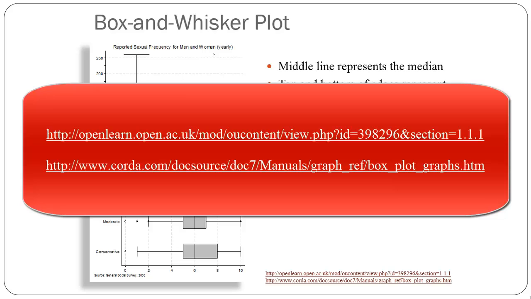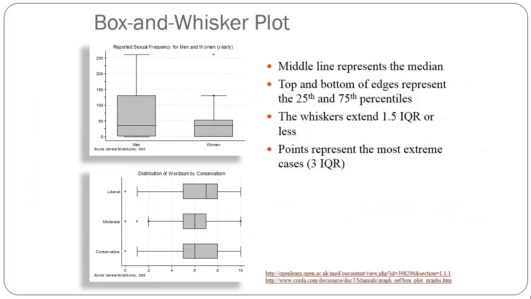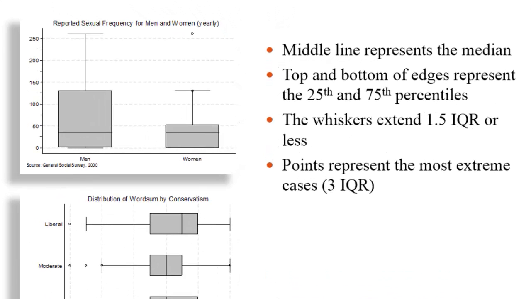Box and whisker plots are typically not used for a single variable. They're used for comparing values of a variable across categories. So in this top graphic, I'm showing you 2 distributions of sexual frequency, one for men and one for women. Now we have this box, and we have to understand what the different pieces are.